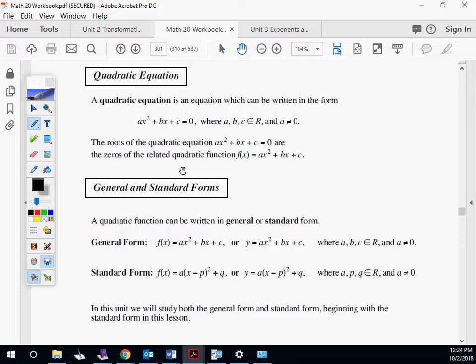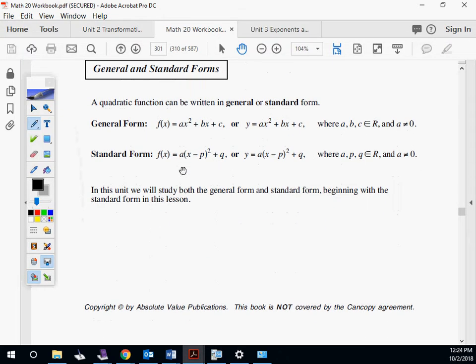So here's the two forms that we're going to talk about that you need. We're going to be able to go between these. This is essentially the whole unit. Moving from general to standard or standard to general. Those are the two forms for parabolas.